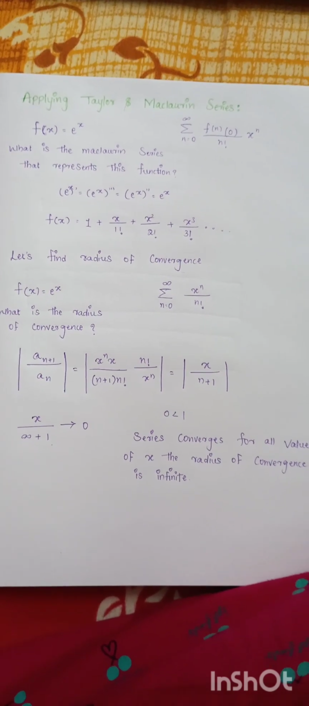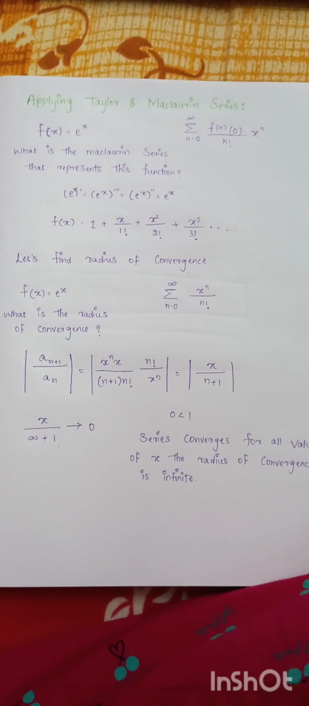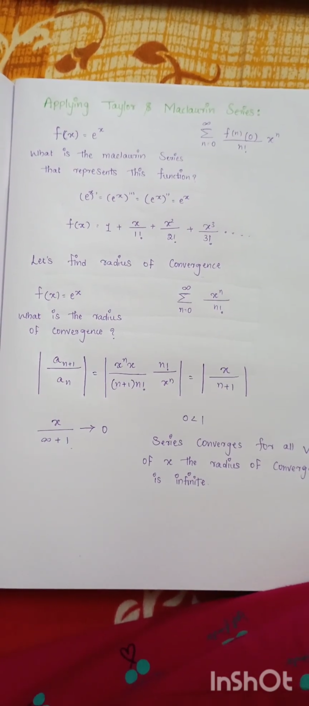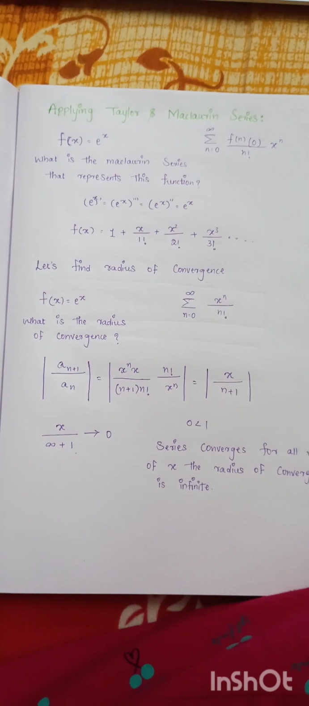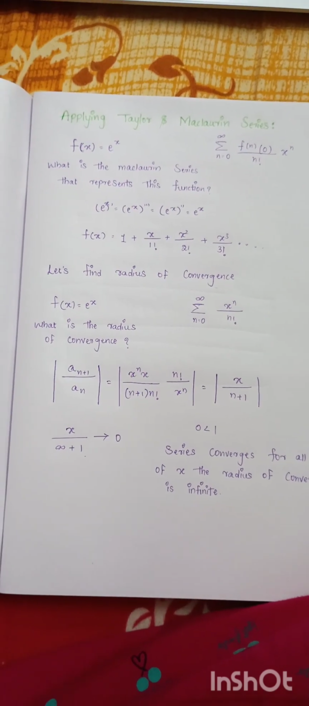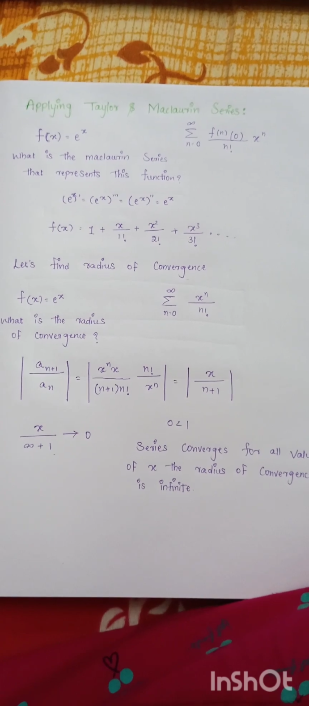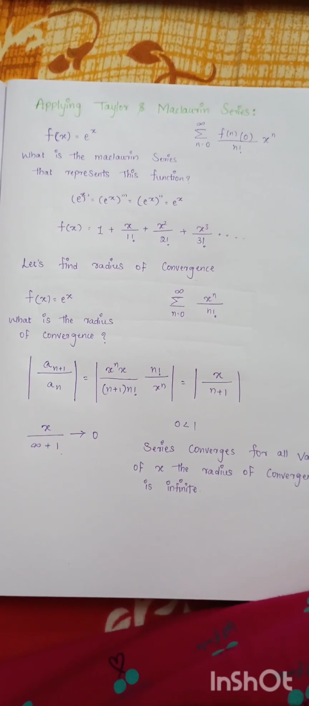After some simplification, we can cancel terms and we get the absolute value of x over n plus 1. As n approaches infinity, this goes to 0. 0 is less than 1. So this series converges for all values of x and the radius of convergence is infinite.